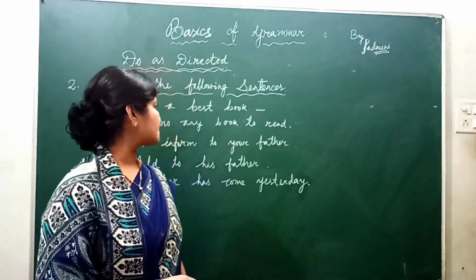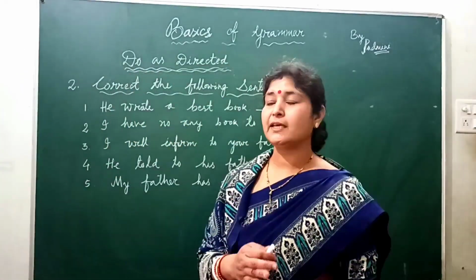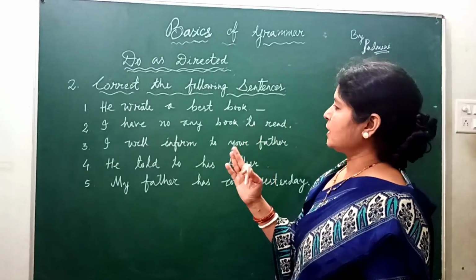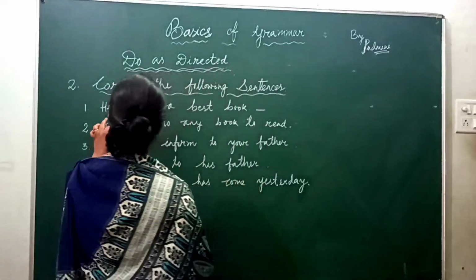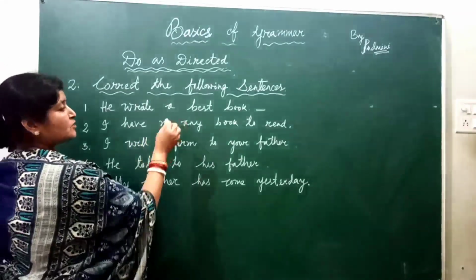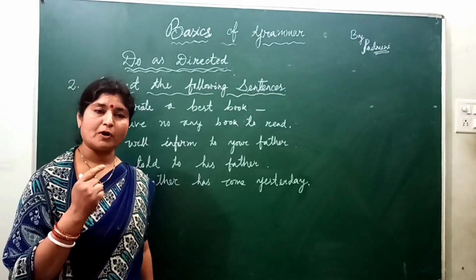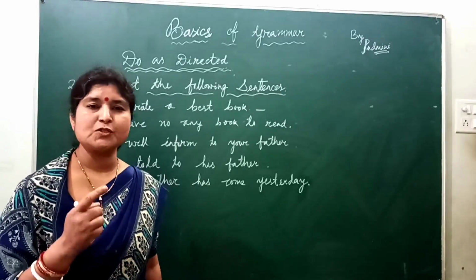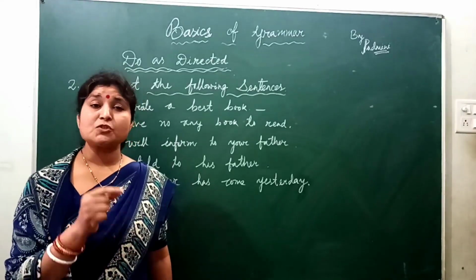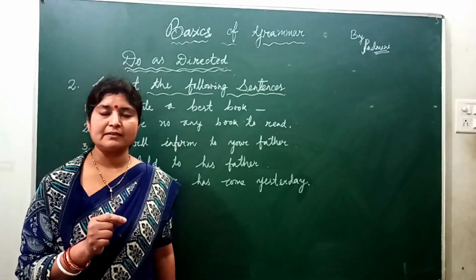Okay, my dear students. Now, correct the following sentences. The question is there on the board. Okay? The first one. He wrote a best book. Whenever, as we know, there are 3 degrees of comparison. That is positive, comparative and superlative degree. So, whenever we use the superlative degree in a sentence, we must use the article the.